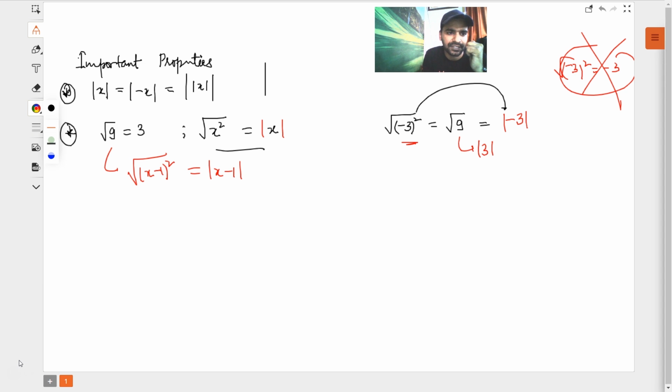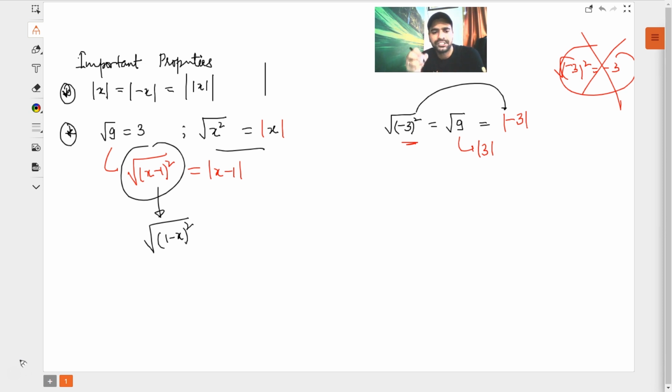Because someone can say, sir, if I write this same thing as 1 minus x ka whole square, then also it is fine because I'm making power 2, right or not? If I'm taking a positive number, its square will be positive, and if I'm taking a negative number, its square will also be positive. So I can write this thing as either of the two, mod of 1 minus x. All right, I'll always take modulus whenever I'm taking something out of under root.